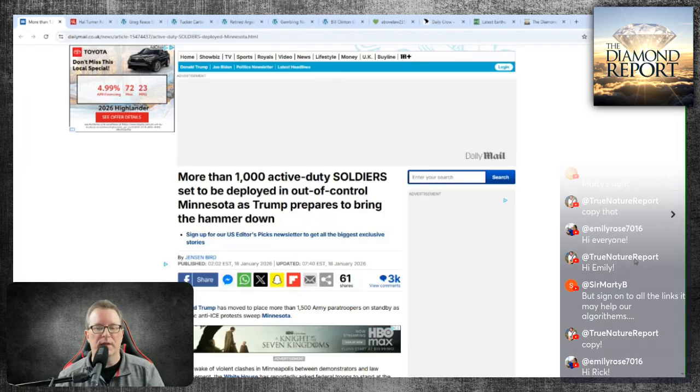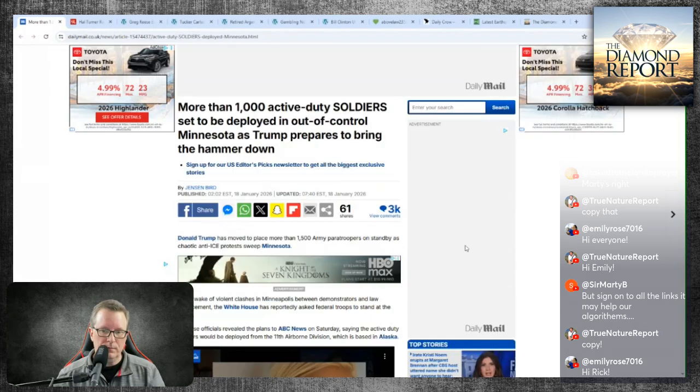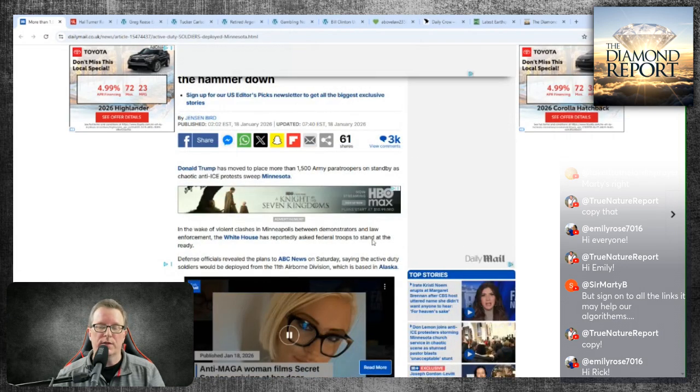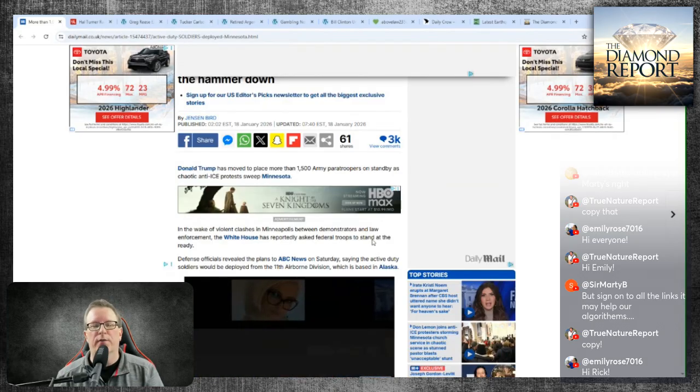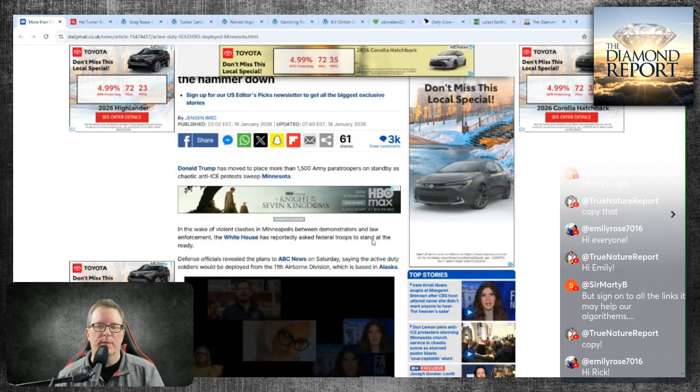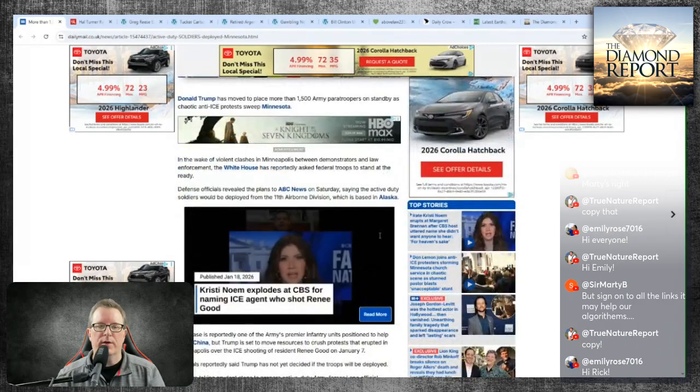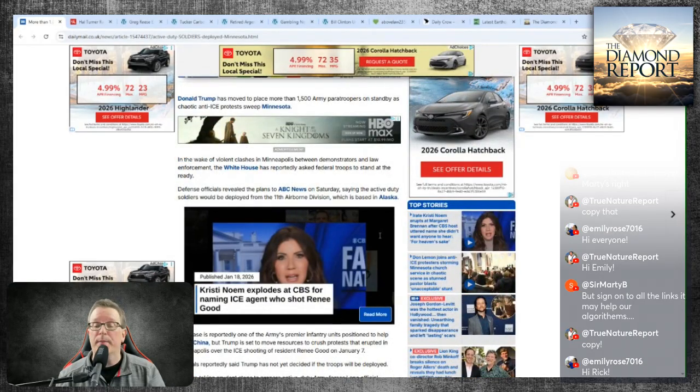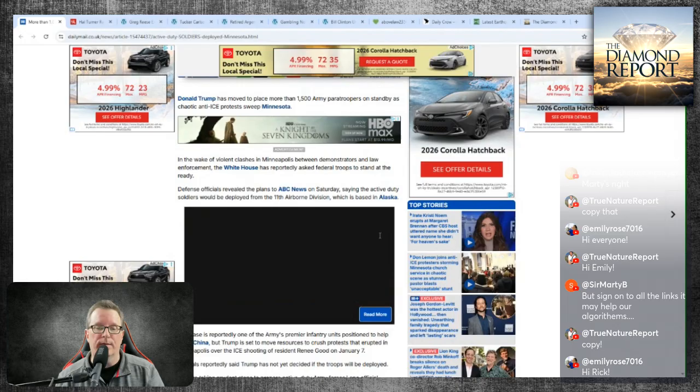St. Paul and Minneapolis in particular, from what I understand, is ground zero. Says Trump has moved to place more than 1,500 Army paratroopers on standby as chaotic anti-ICE protests sweep Minnesota. In the wake of the violent clashes in Minneapolis between demonstrators and law enforcement, the White House has reportedly asked federal troops to stand at the ready.